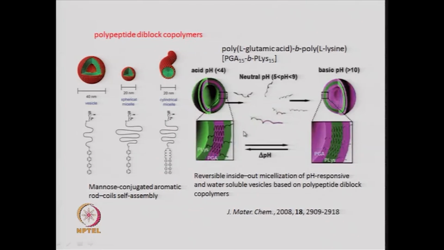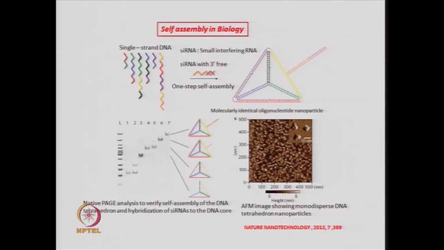You can change the nature or the structure of the self assembled aggregate, where in this case you have lysines on the outside and in this case you have glutamic acid on the outside. So, this kind of direction you can give to the self assembled structure by just changing the pH. However, you have other possibilities.